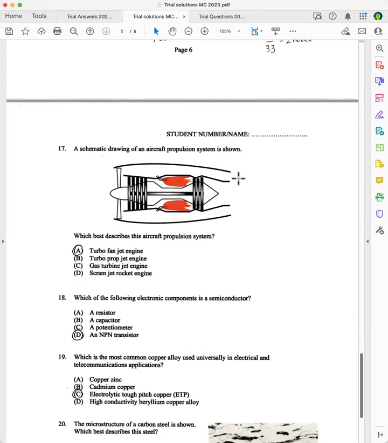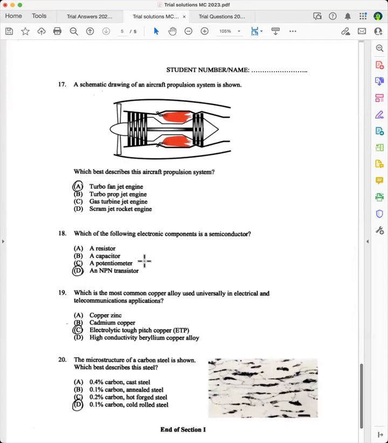And notice that the way they're keeping the noise down on these new turbofan jet engines is that they're putting these chevrons that are shaped like this on the outside, which reduces the noise. And so this is a turbofan jet engine, and you can see that the fan is at the front there. So the answer there is A.